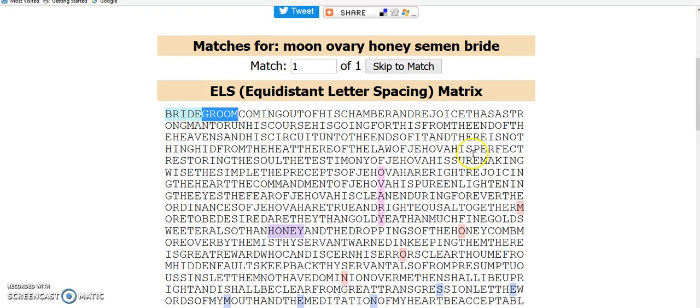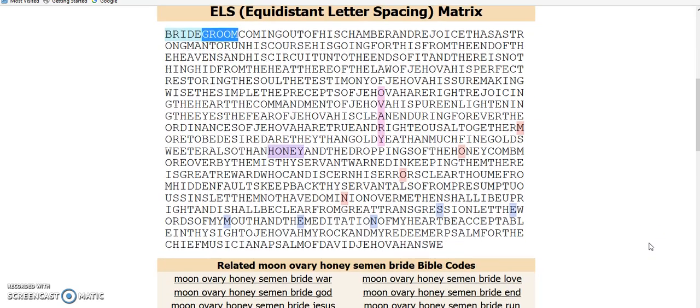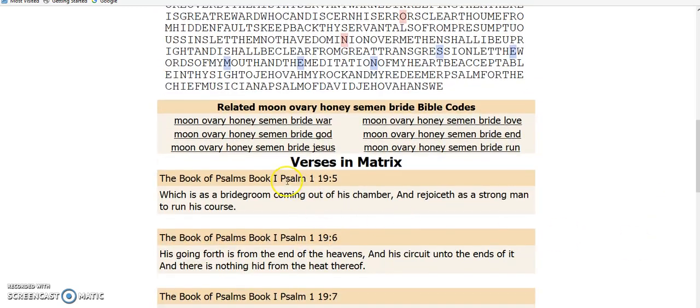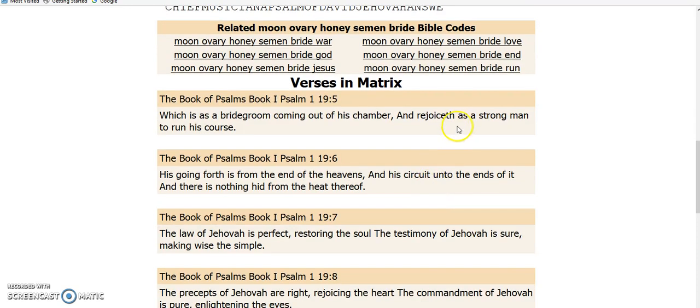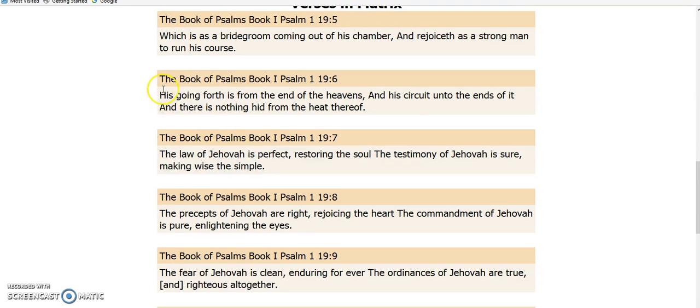And so this was especially interesting where this came up, because it's coming up in Psalm 19, where it says, it's talking about the sun, and it says, which is as a bridegroom coming out of his chamber, and rejoiceth as a strong man to run his course. His going forth is from the end of the heavens, and his circuit unto the ends of it, and there is nothing hid from the heat thereof.